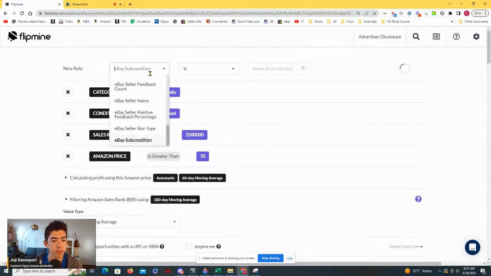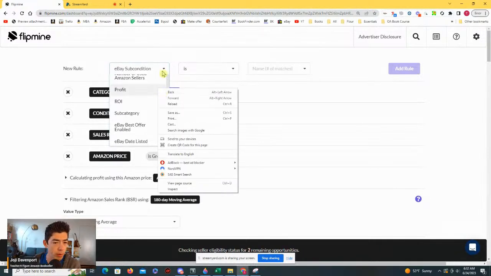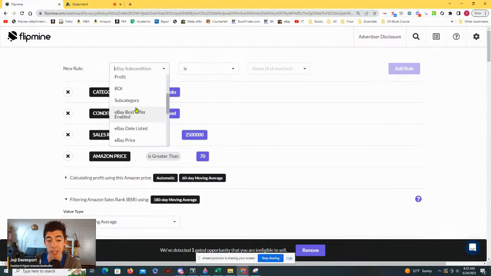Well, that rule. Let's see what else we should put here. We have keywords that we can include. We have ROI. We have profit. Now the ROI and profit is not going to be exactly accurate because it's going to be hard for Flipmine to determine the true value of a book on Amazon. So that might be a little bit difficult.